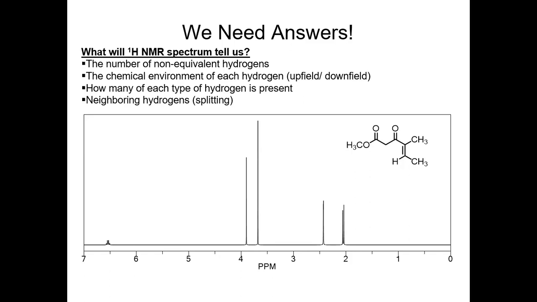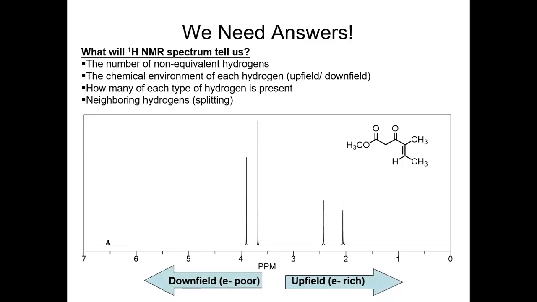So upfield is more electron-rich, going towards 0. And then downfield is more electron-poor, going towards 10. And then it's also going to tell you how many of each hydrogen is present. So NMR is very, very precise and very specific.